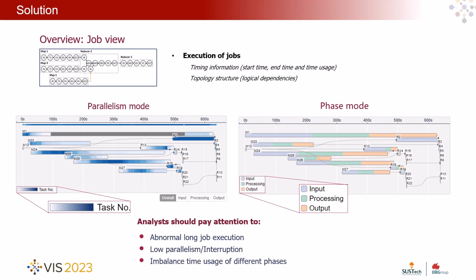To summarize, when examining the job view, users should focus on three specific scenarios: very long job execution, very low parallelism, and abnormal imbalanced time allocation for different phases.